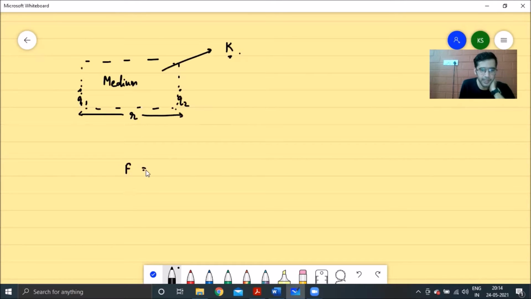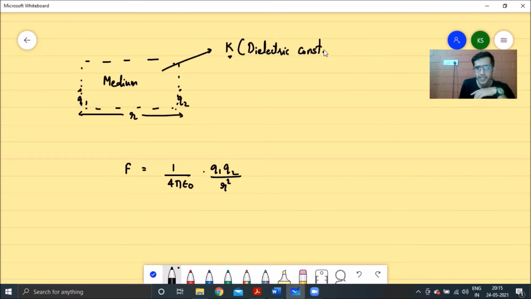The force acting between these two charges will be equal to 1 by 4 pi epsilon naught Q1 Q2 by R square. This will be the force acting between the two charges if they're placed in vacuum, right? But now if the space in between these two charges is completely occupied by a medium of dielectric constant K, then what will be the force acting between these two charges? As you are already familiar, it would be equal to 1 by 4 pi epsilon naught Q1 Q2 by R square divided by K, right? In other words, this is the general formula written for all these cases, right?